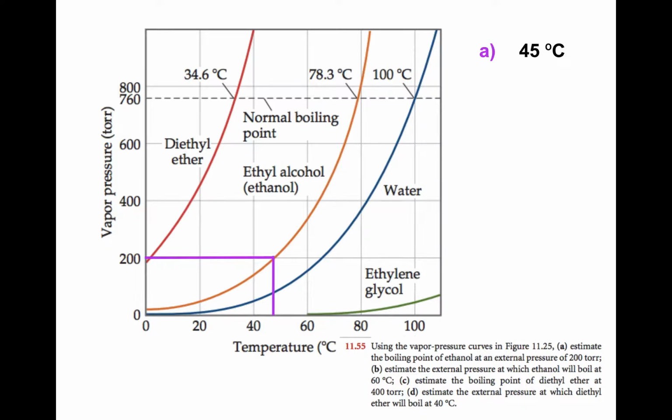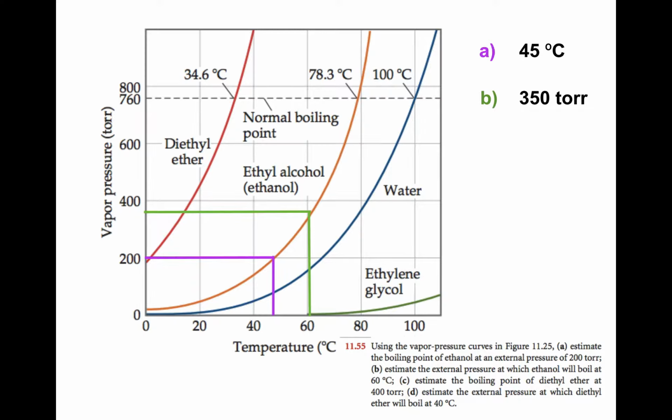B, estimate the external pressure at which ethanol will boil at 60 degrees Celsius. So at 60 degrees Celsius, we hit the line at about, I don't know, 350 torr. All right, so at 60 degrees Celsius, you're going to boil at a pressure of about 300 torr.